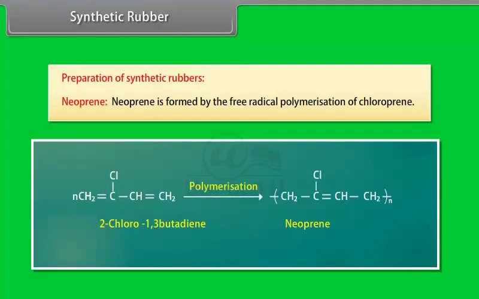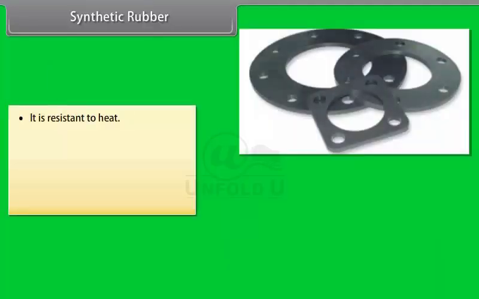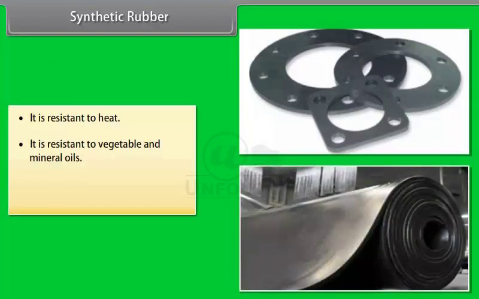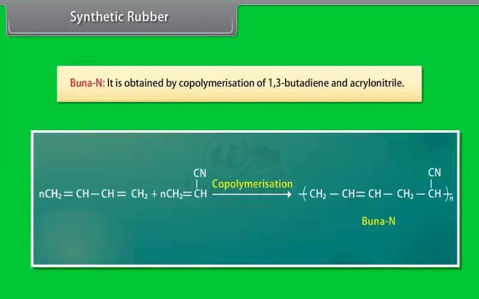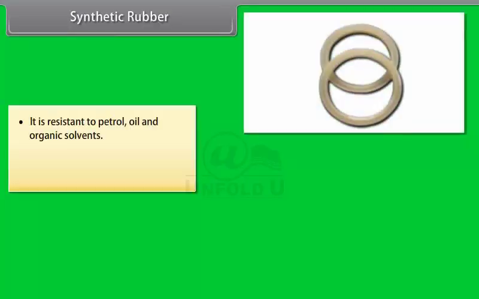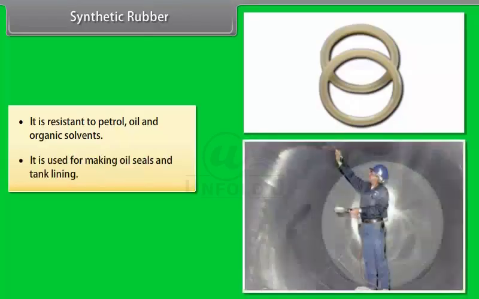Neoprene is formed by the free radical polymerization of chloroprene. It is resistant to heat. It is resistant to vegetable and mineral oils. It is used for manufacture of conveyor belts, gaskets and hoses. Buna-N. It is obtained by copolymerization of 1,3-butadiene and acrylonitrile. It is resistant to petrol, oil and organic solvents. It is used for making oil seals and tank lining.